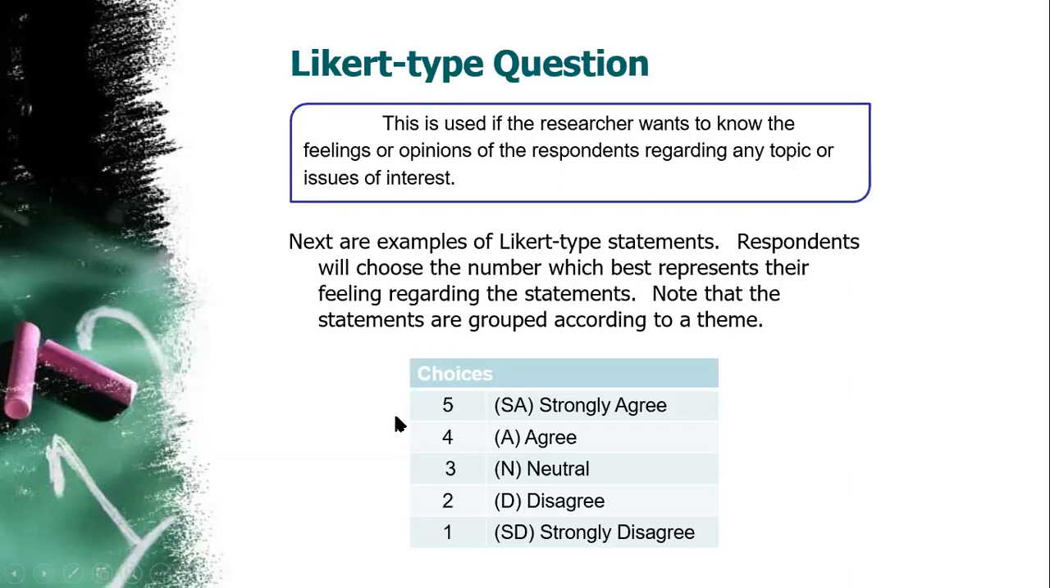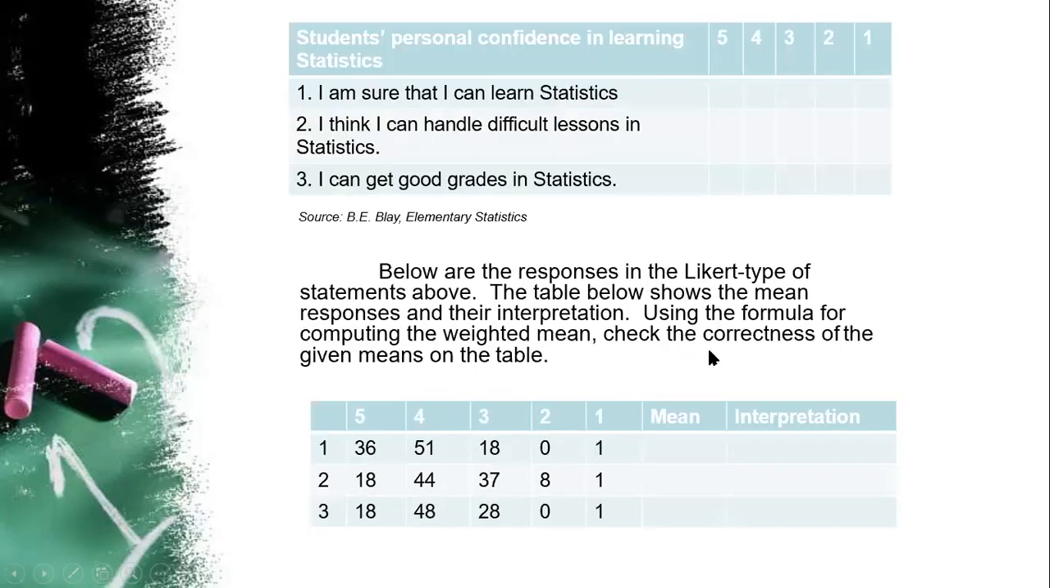So again, these are the scores or the choices. 5 should be strongly agree. Some Likert type have 7 choices. O some have 10. Pero to make it simple, let's make it 5 choices lang. And so basically, this is how it happens. So the first thing that we have to do is to find the frequency.